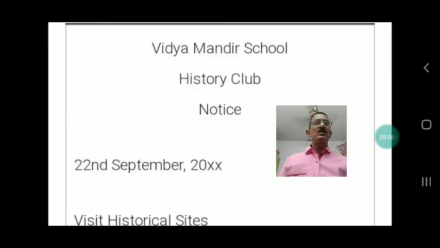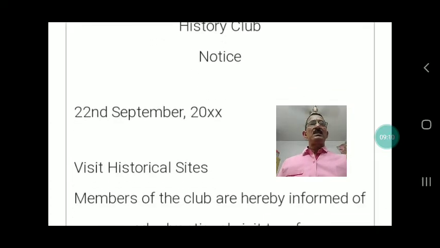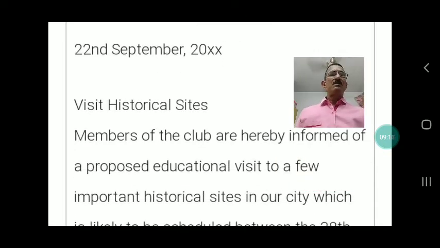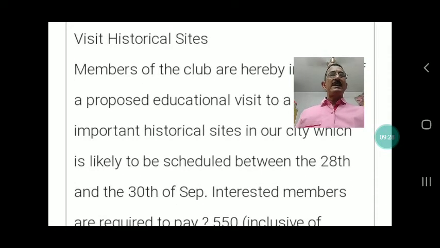Vidya Mandir History Club notice, you can write. A date you can give, 22nd September. The topic is visit to historical sites. Members of the club are hereby informed of a proposed educational visit to a few important historical sites in our city, which is likely to be scheduled between the 28th and the 30th of September.